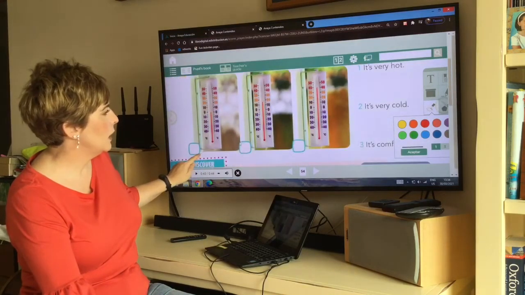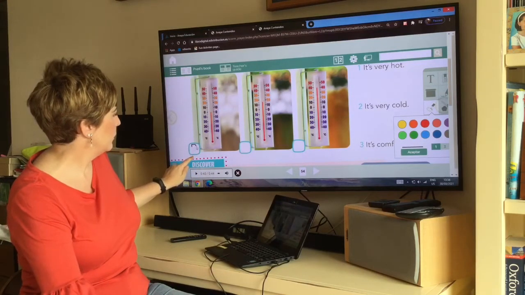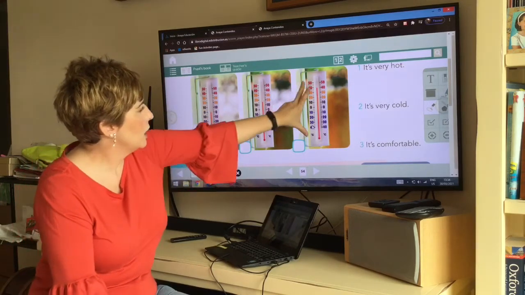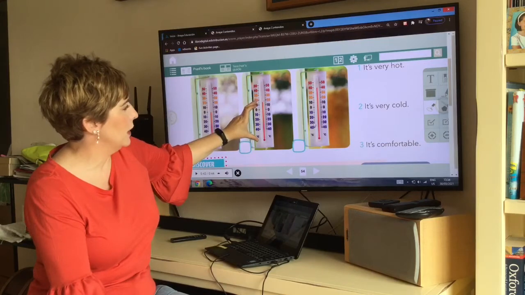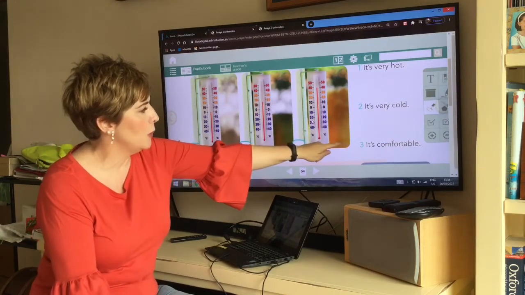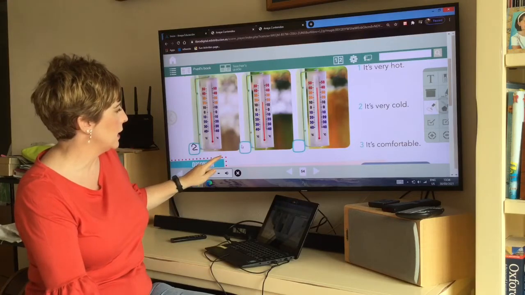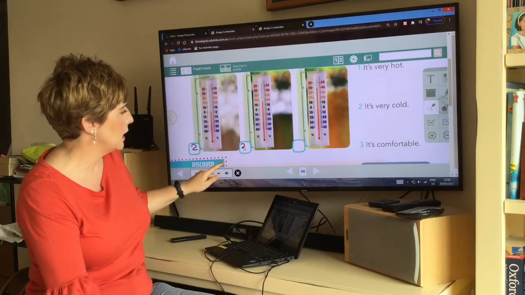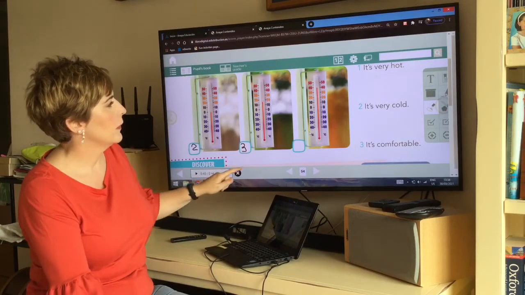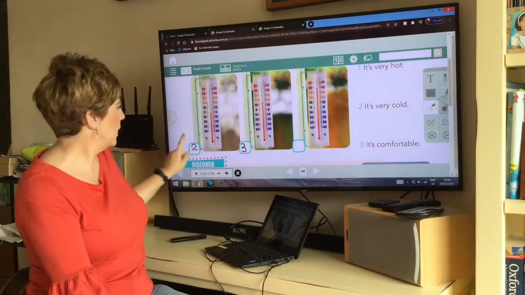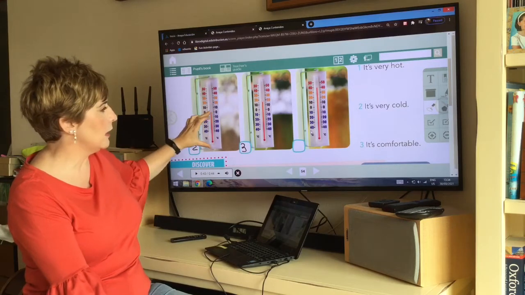We put number 2. This one, is it short, long, or in the middle? In the middle, so it's going to be comfortable. And we have 15 degrees, 15 degrees. This is usually what we have in spring. This is what we have in winter.